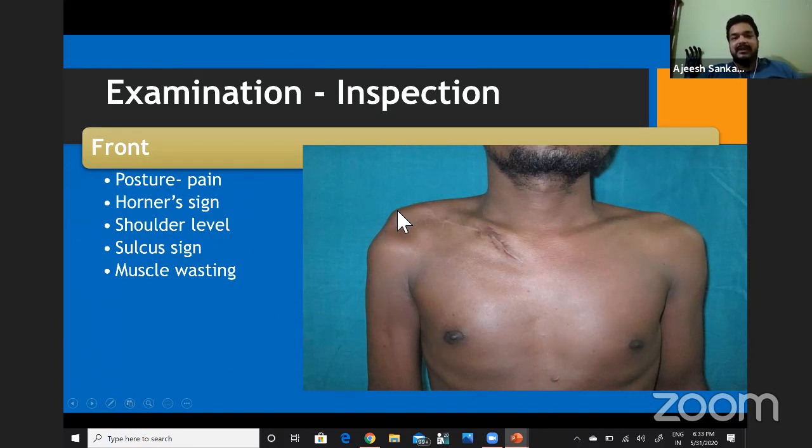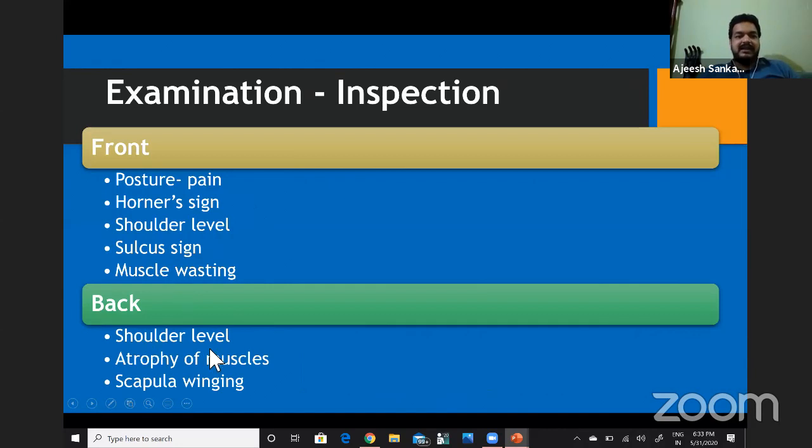And even the bulk of the deltoid would be decreased because of muscle wasting, which makes this sulcus appear. That's a very classical sign that there is a paralysis of the shoulder abductors. So these would be obvious from the front, and from the back, again, the level of the shoulders and the atrophy of the muscles, including the parascapular muscles and even scapular winging, may actually be observable even at rest.